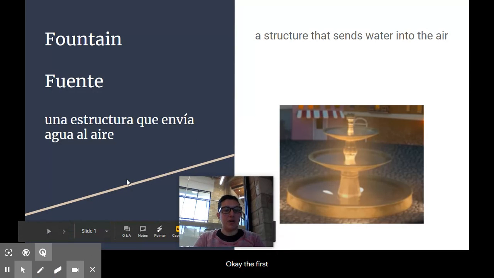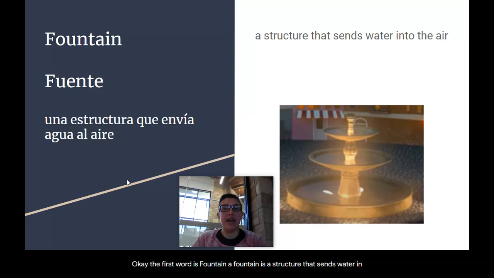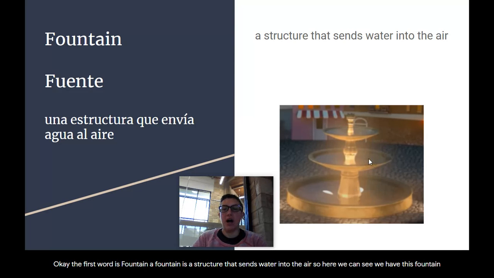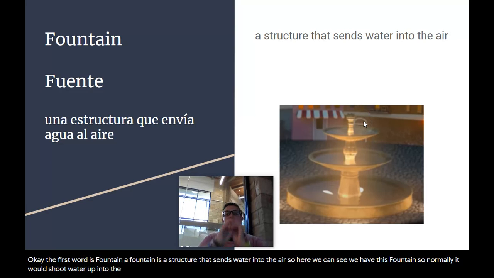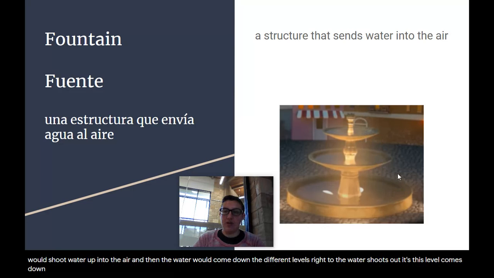Okay, the first word is fountain. A fountain is a structure that sends water into the air. So here we can see we have this fountain. Normally it would shoot water up into the air, and then the water would come down the different levels, right? So the water shoots out, hits this level, comes down, and then it goes back up and comes back out.